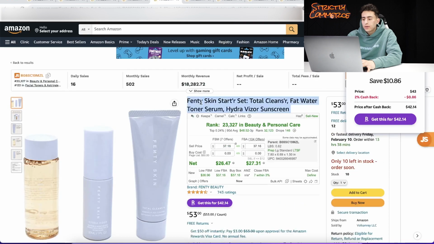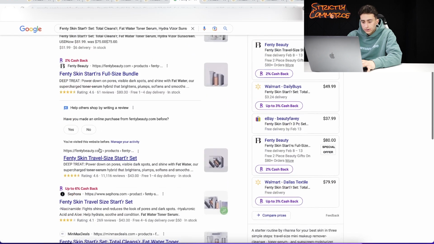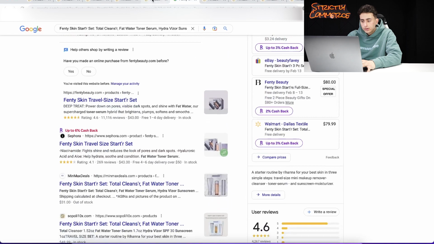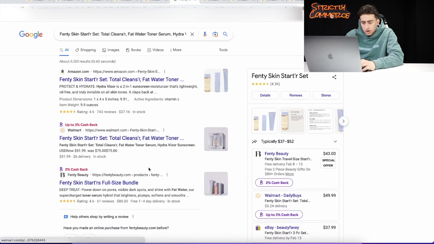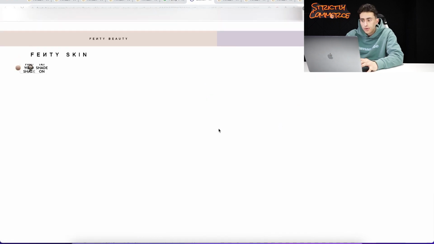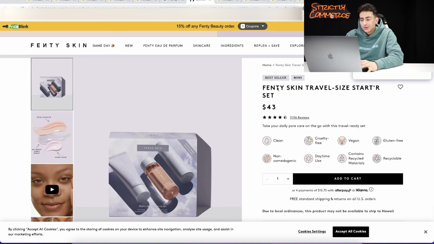Fenty Skin Starter, $51.99, $80. Wow, that's crazy. It's a very expensive item. What is it paying out? 27? Yeah, so being that it's the cheapest, Walmart has it at 51, the site itself has it at 43. Let's just see what this comes out to. Maybe buy one, get one half. So $43, 2% cash back. There's a 15% off offer, but we're nowhere near where we need to be, so we're gonna move on.